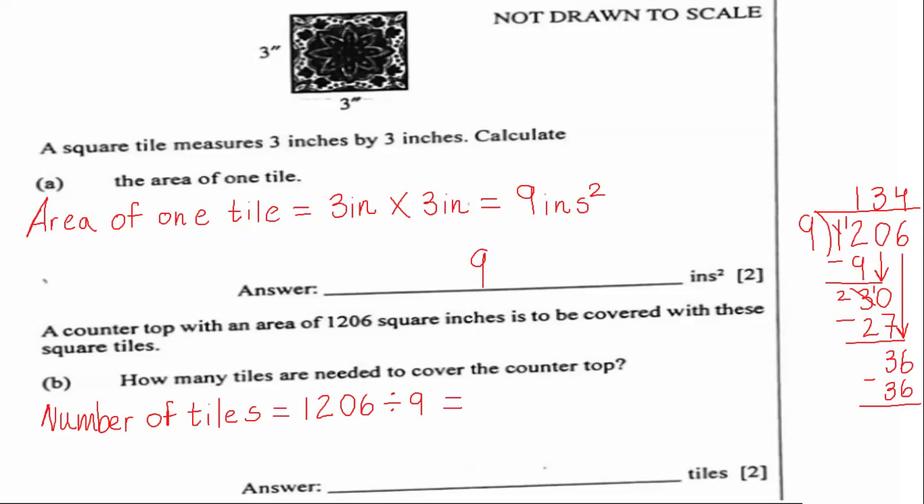All right, 36 minus 36 is what? That's gonna be 0. 3 minus 3 is 0. And so we get 101. What's the answer? 134. So the number of tiles that we need in order to cover the countertop is going to be 134. That's the amount of tiles that we need.